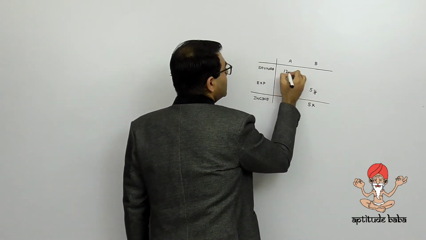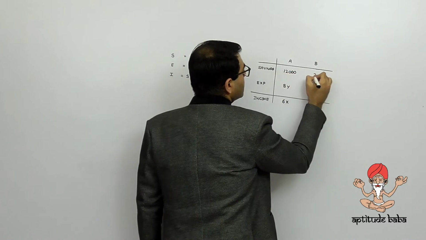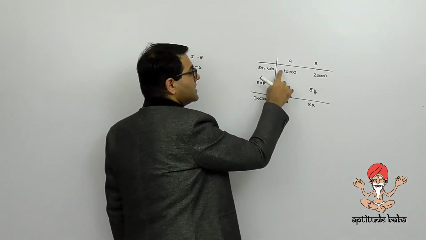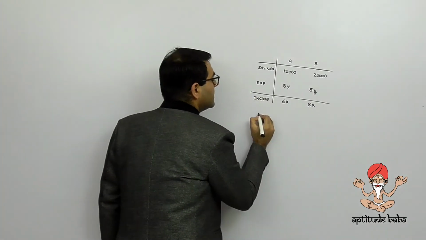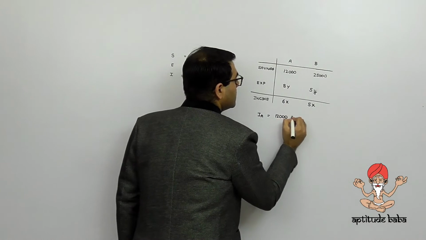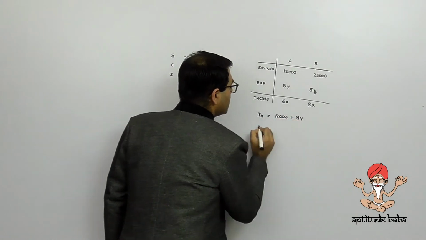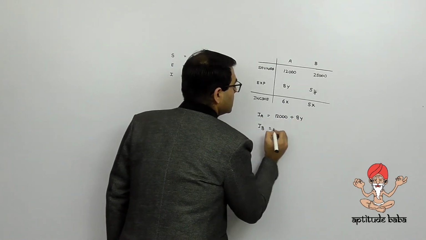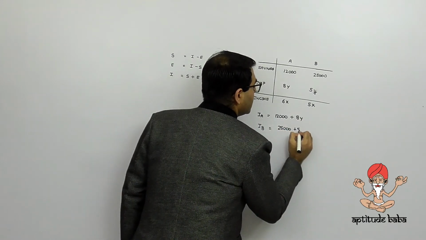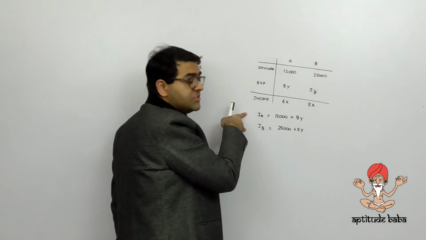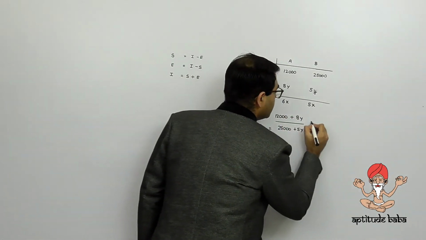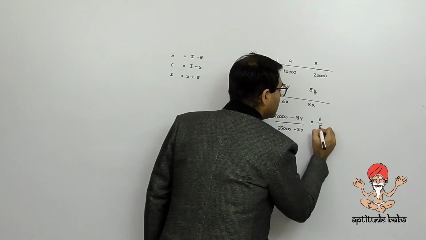Savings are 12,000 and 25,000. Now since income is defined as saving plus expenditure, I can say that the income of A is nothing but 12,000 plus 8y and the income of B is going to be 25,000 plus 5y. Comparing these two, we'll be getting the ratio 6 is to 5. So इन दोनों का अगर कंपैरिजन किया जाए तो मेरे पास 6 is to 5 आ जाएगा.